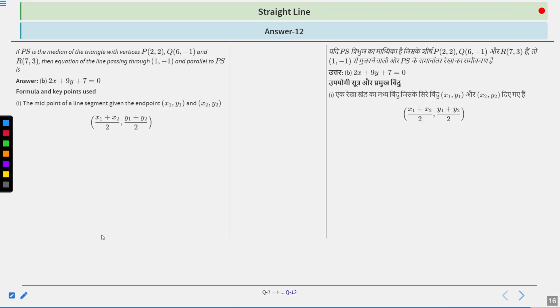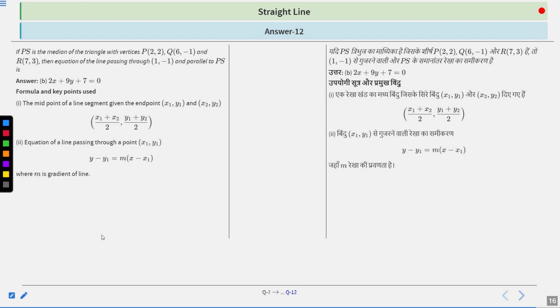The formula and key points we will use here: the midpoint of a line segment with endpoints (x1, y1) and (x2, y2) is ((x1 plus x2) by 2, (y1 plus y2) by 2). Clear? Therefore, the equation of a line passing through the point (x1, y1) is y minus y1 is equal to m times (x minus x1), where m is the gradient of the line. Right. So let's see the solution.